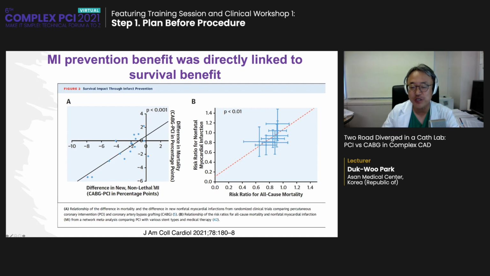If you reduce spontaneous myocardial infarction, there was a very closely associated difference in mortality, a very positive association. The P-value was significant. That was done by multiple meta-analyses. Also, network meta-analysis shows that if you reduce spontaneous myocardial infarction, there was a very strongly associated reduction in all-cause mortality.